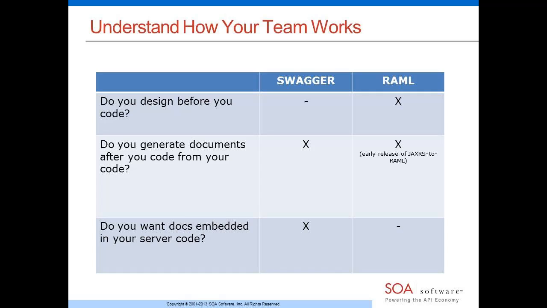The next mark is, do you generate documents after you code from your code? Okay, both Swagger and RAML can do this, right? RAML can take a RESTful web service and produce RAML out of it. Both of them, Swagger and RAML, will basically just use the RESTful web service annotation and pull that out. Swagger has its own annotations that you can embed in the code to put even more documentation into your code so that you can generate the human readable documentation later. Do you want to embed the docs in your server code? Okay, do you want to mush that all together so you have interactive docs? It's very embedded in your code. Swagger does this with the Swagger Node Express, and Swagger Core allows you to really create Swagger-enabled servers to serve up your documentation.